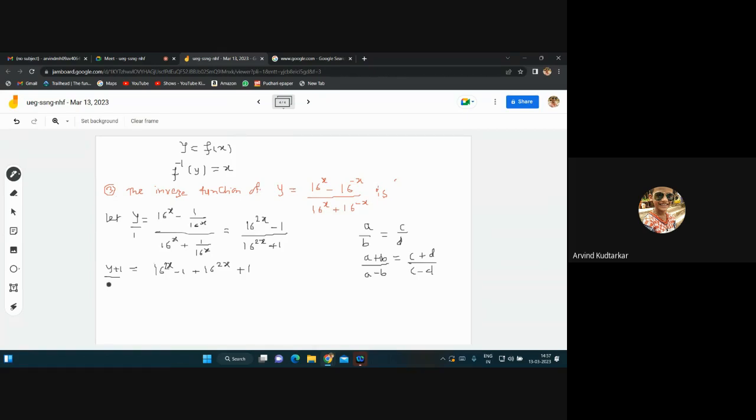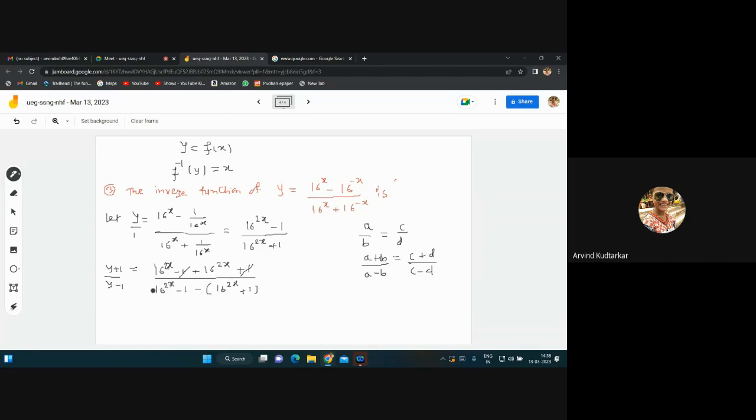Numerator minus denominator. Which operation can you apply? Numerator minus denominator. So what is that numerator? The numerator is 16 raised to 2x minus 1, and minus 16 raised to 2x plus 1. The minus 1 and the plus 1 get cancelled.